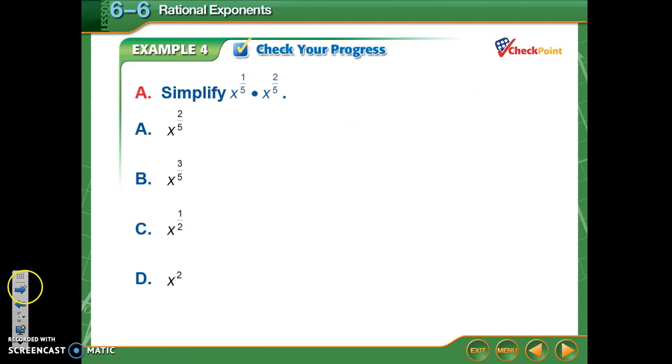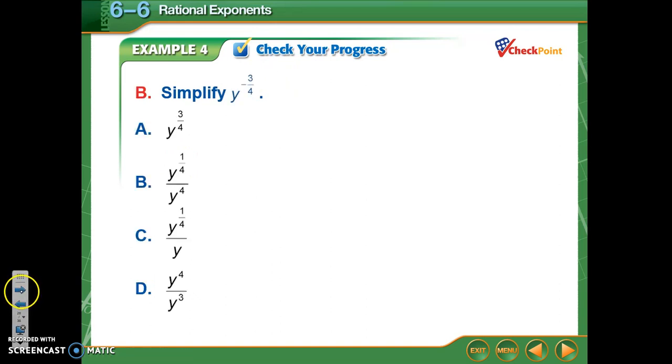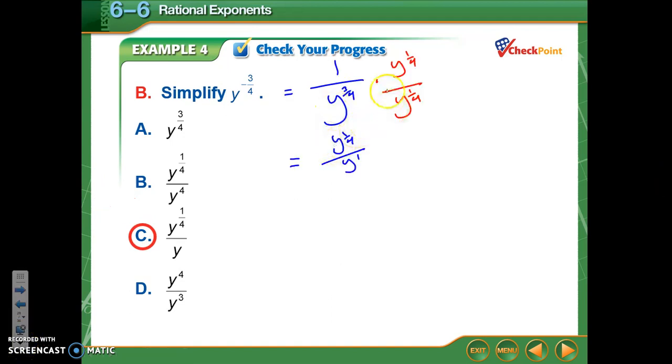Okay, you guys try this one. Okay, hopefully that was pretty fast. You're just multiplying, so you add the exponents. 1/5 plus 2/5 is 3/5. Okay, try this one. This one turns out to be C, and there's the work for that one. So notice I multiplied numerator and denominator by y to the 1/4, so that in the denominator I will get an exponent of 1, and there are no more radicals.